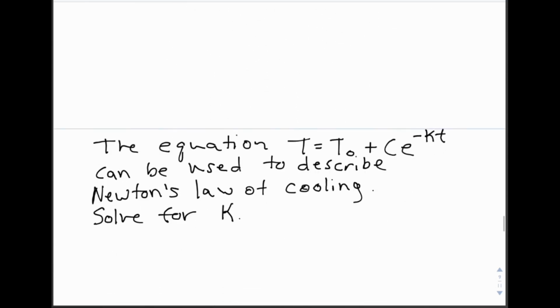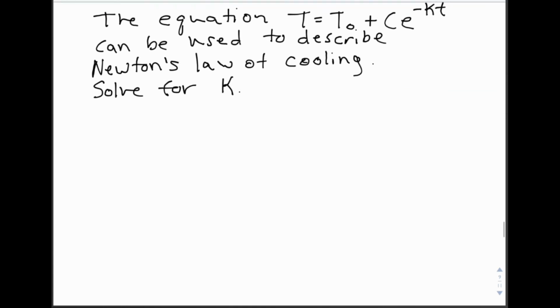Okay, so our last example here is going to be solving a specific equation for a desired variable. In this case, we're going to look at Newton's law of cooling: T is equal to T naught plus C e raised to the negative kt. We want to try to solve for our k here. So let's go ahead and try to solve for k.